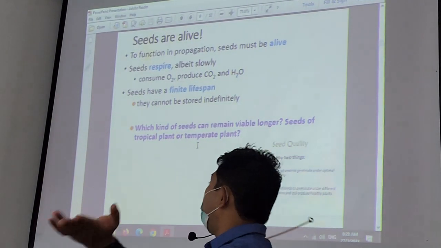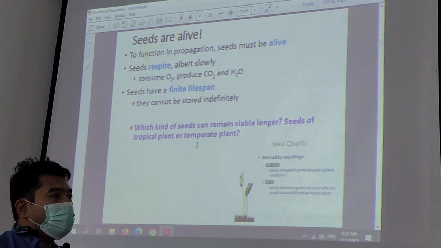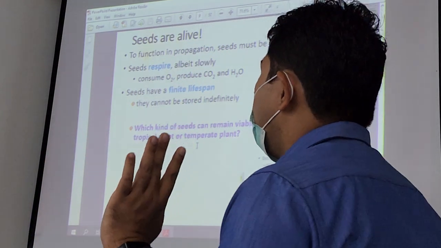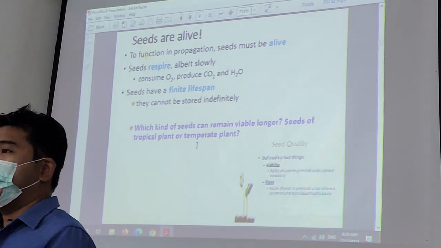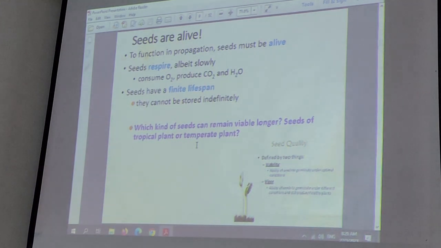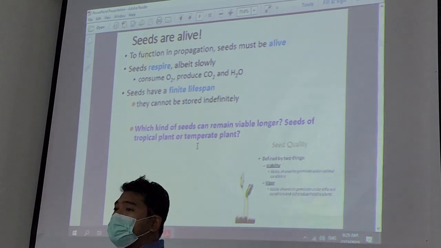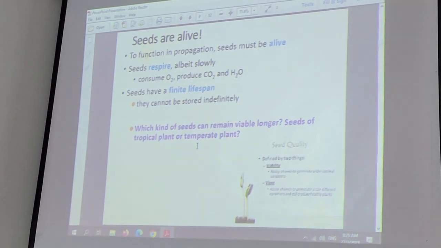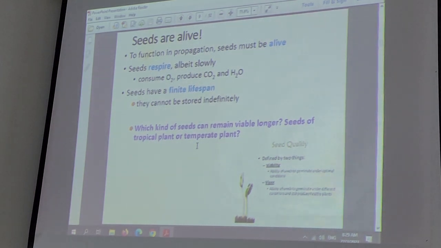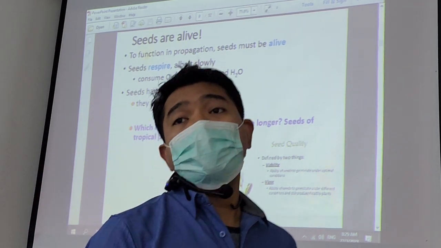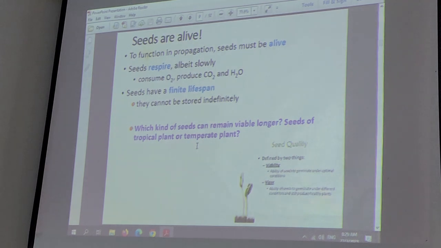So seeds are alive. We all know that now. So why are seeds alive? These are the conditions that enable seeds to be defined as alive. They respire, even though super, super slow. Therefore, they consume oxygen and produce CO2 and water, but at a much, much slower pace. Okay? However, they have a finite lifespan, meaning that your mung bean on your Tesco shelf is not going to last forever. At one point, the seeds will die off.